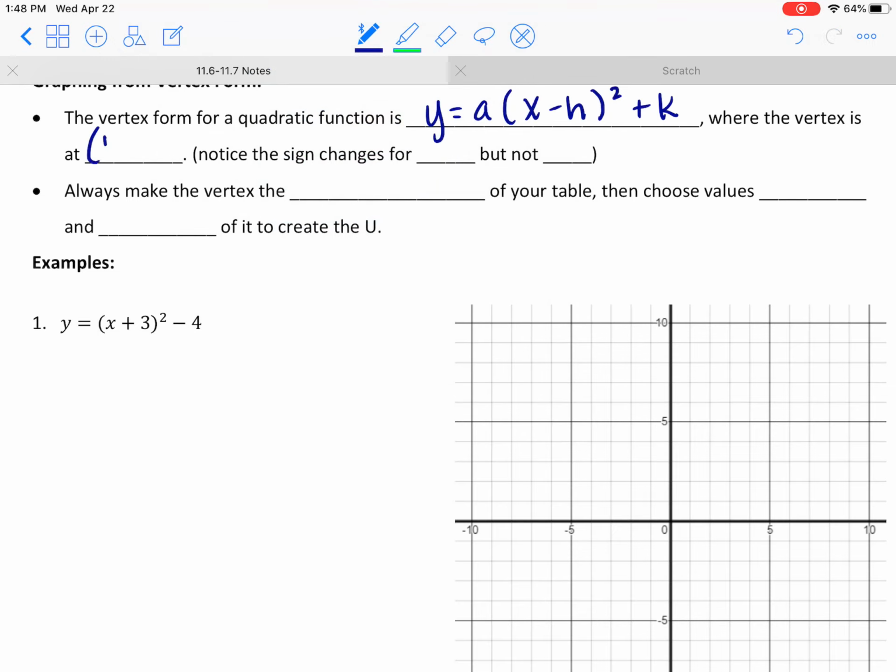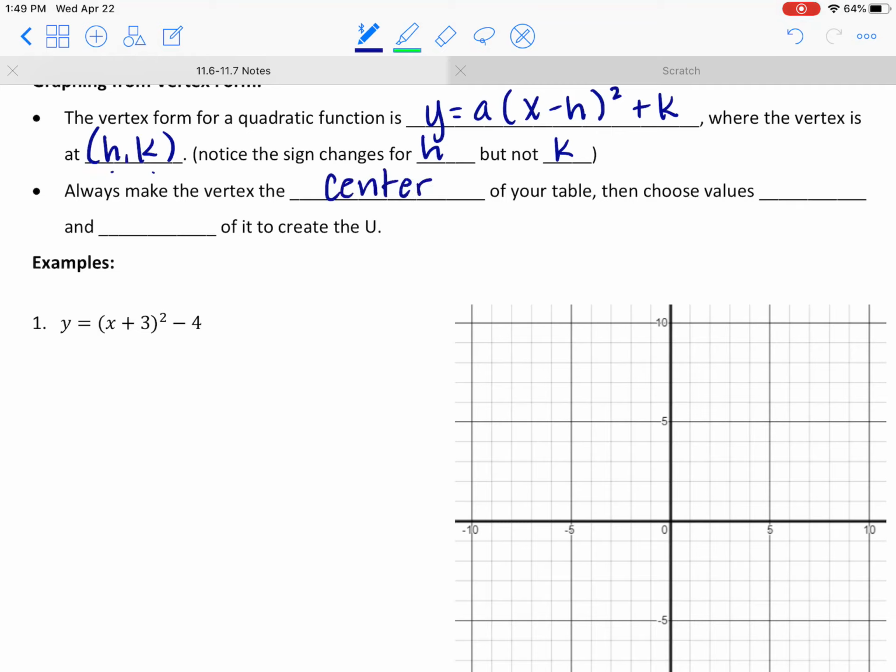They're going to affect where the vertex of the graph goes. So we're going to call this vertex form because it shows us the vertex. The vertex is going to be at h and k. So this number here and this number here. Well, in fact, the opposite of this number here. So notice we have a negative h in the formula here, and then a positive h here. So notice the sign changes for h, but it's the same for k. Positive k here, positive k here.